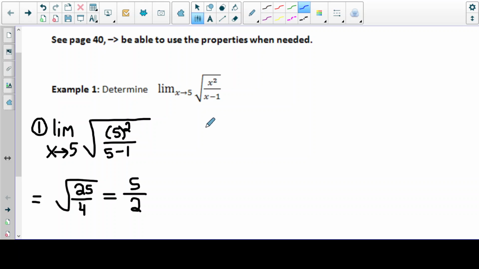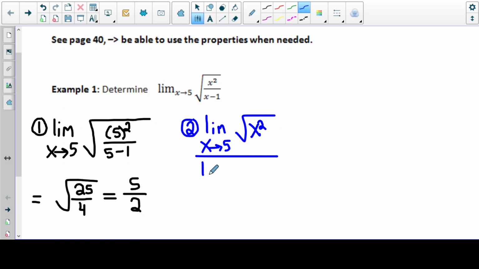A second way: we didn't really use any properties in that first one, but in the second one we can divide up the square root. So I could look at it as two separate limits, where I have the limit as x approaches 5 of the square root of x squared, divided by the limit, again, as x approaches 5, of the square root of x minus 1.